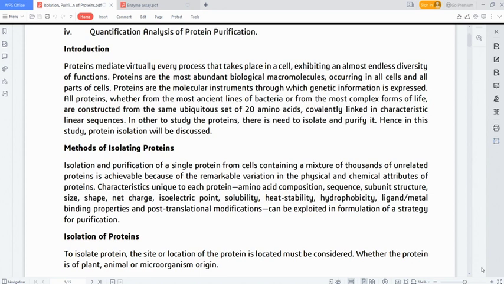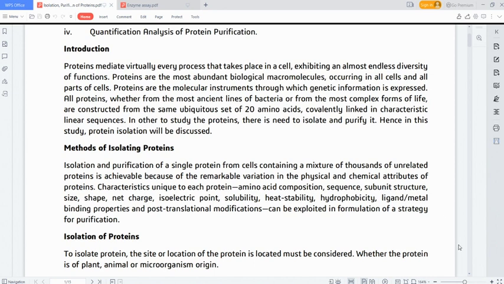We talk about their net charge. We talk about the isoelectric point or isoelectric pH. We talk about the solubility of such proteins, the heat stability. We also talk about the hydrophobicity of the proteins, the type of ligand or metal binding properties, are also put into place. Even the post-translational modifications, how they are modified after they have been translated from messenger RNA to proteins. All these can be exploited in extracting such proteins.